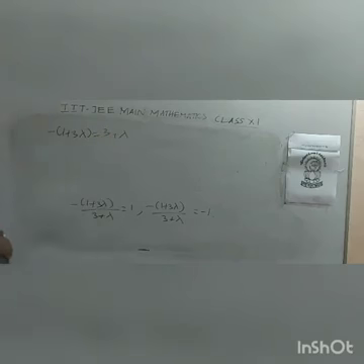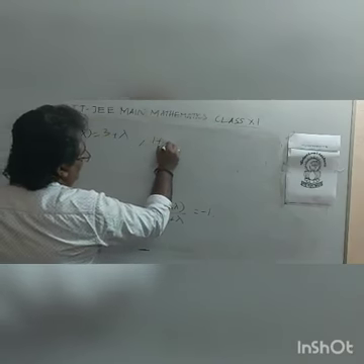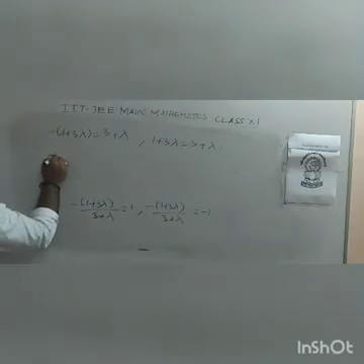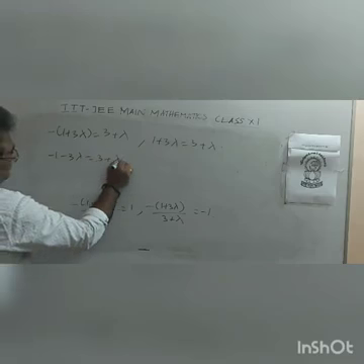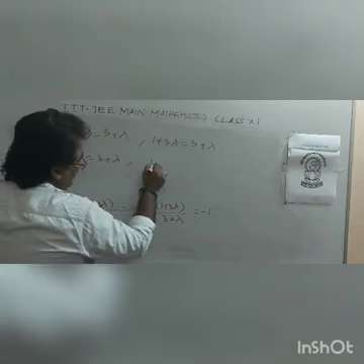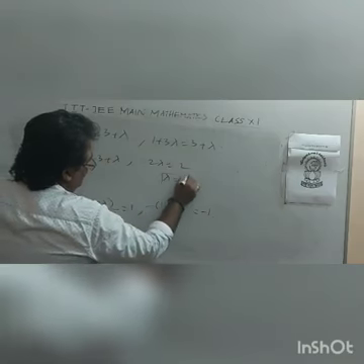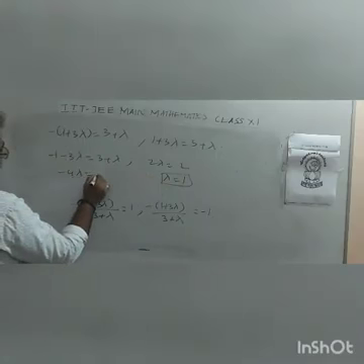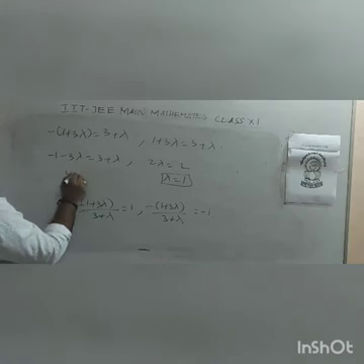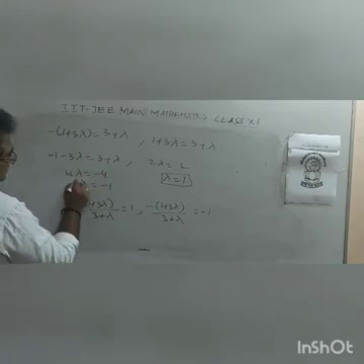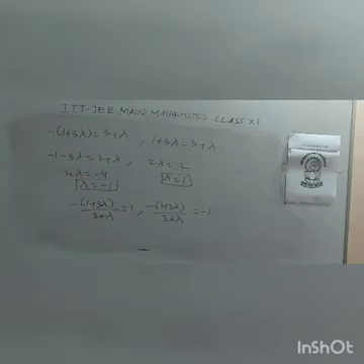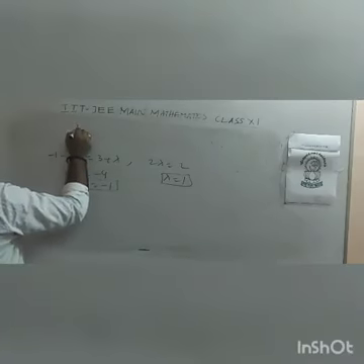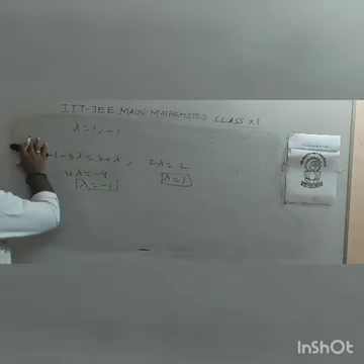Minus of 1 plus 3 lambda equal to 3 plus lambda. 1 plus 3 lambda equal to 3 plus lambda. Minus 1 minus 3 lambda equal to 3 plus lambda. 2 lambda equal to 2. Lambda equal to 1. Minus 4 lambda equal to 4, lambda equal to minus 1. Therefore, lambda equal to 1 comma minus 1.